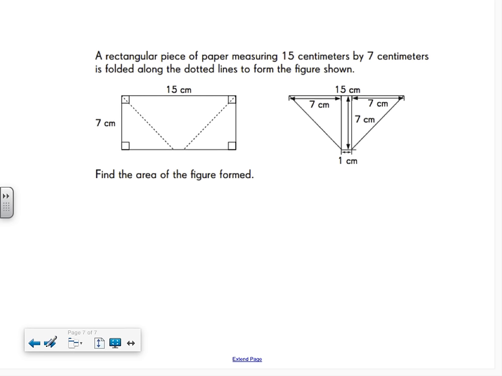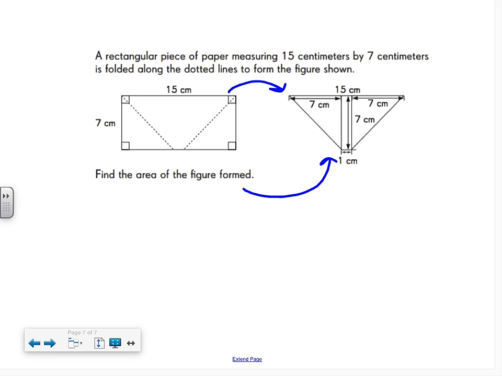A rectangular piece of paper measuring 15 centimeters by 7 centimeters is folded along the dotted lines to form this. So we're starting here and we're getting here. They want to find the area of this weird looking thing, okay?